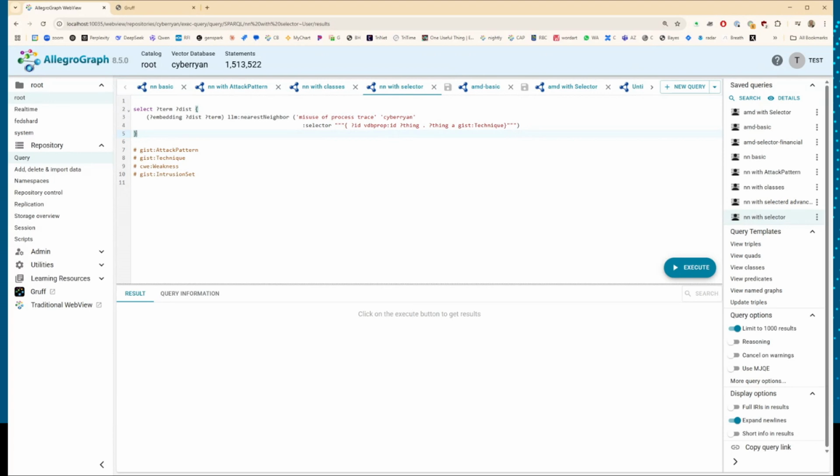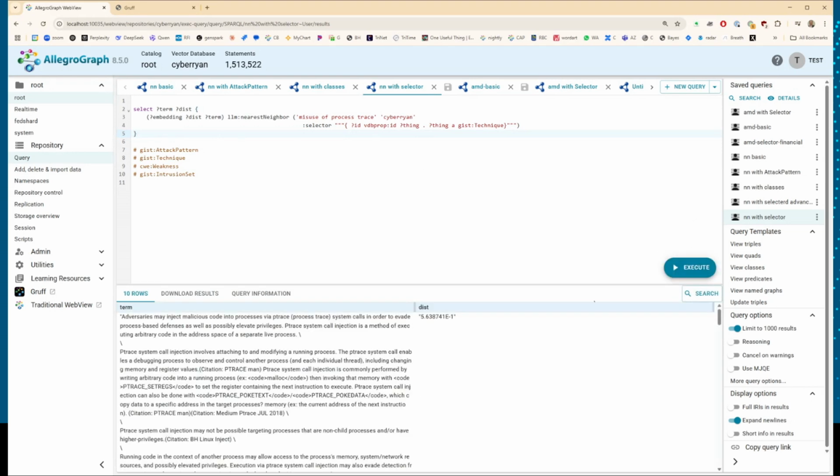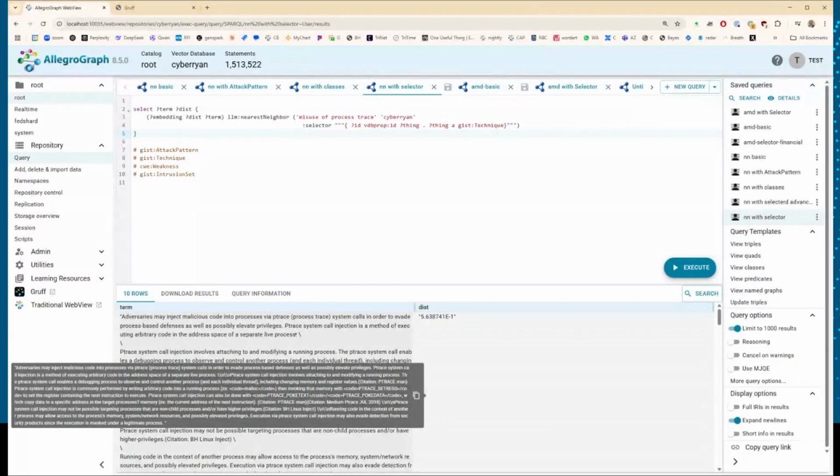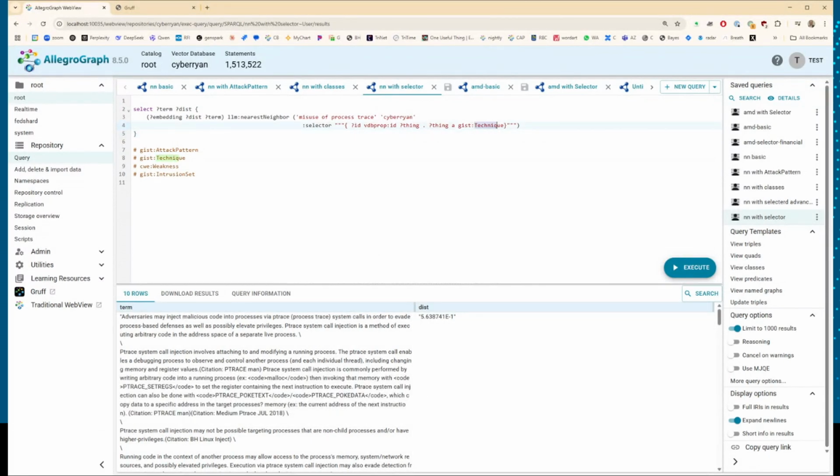Because otherwise, if you just do RAG over a massive amount of data, you get answers from many different places. Sometimes that's fantastic because you wanted to find that one string, and sometimes it's completely inappropriate because it was not the thing that you wanted to match with. So here I do this one, and now I get only terms that come from the class technique. And of course, I could change this into anything that I wanted to. I could do attack patterns, intrusion sets, or what have you.